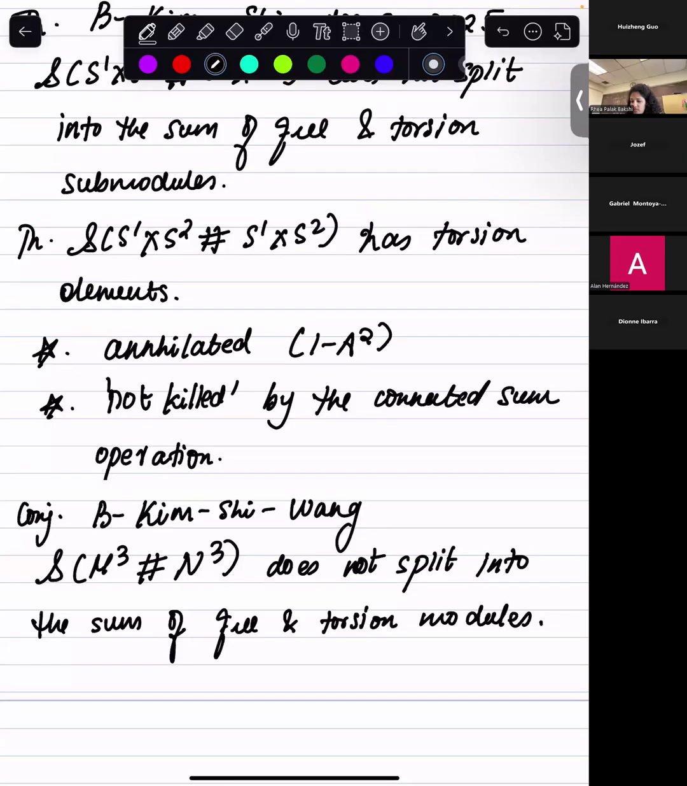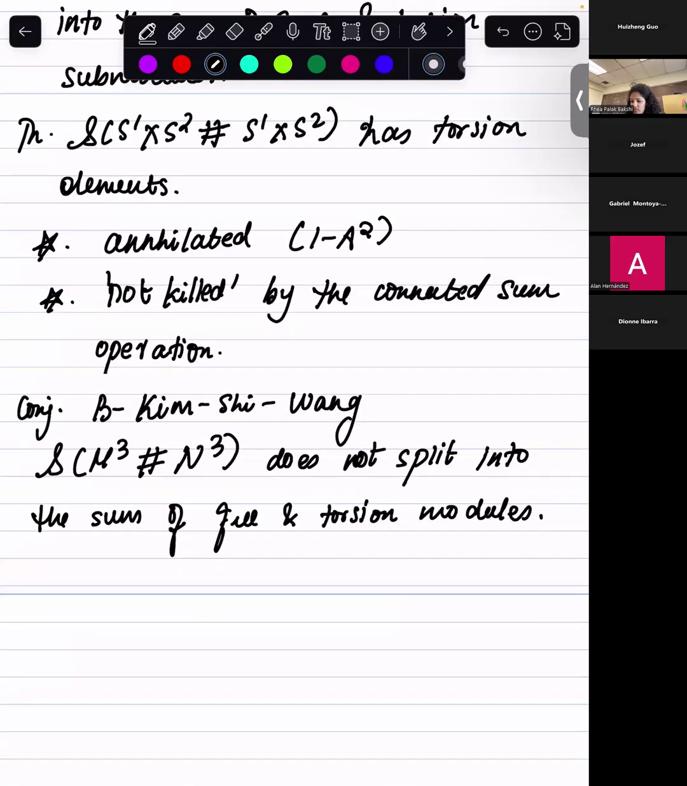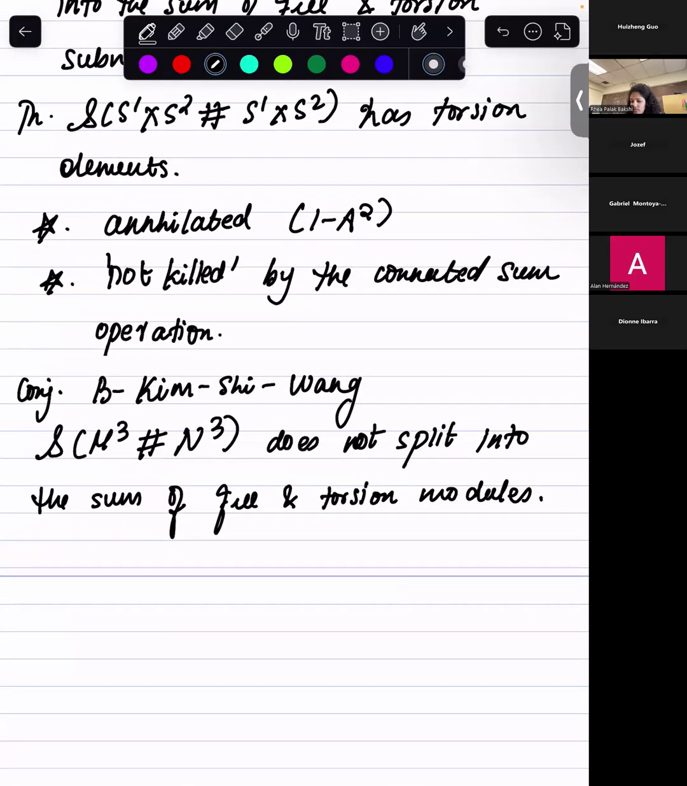Some odds and ends. You might wonder, what about other connected sums? This was for closed three-manifolds, right? M and N over here are closed three-manifolds. What about compact manifolds with boundary? For that, we would need to understand first the connected sum of arbitrary genus handle bodies, so this is H_n connected sum H_m. There was a result about their structure.